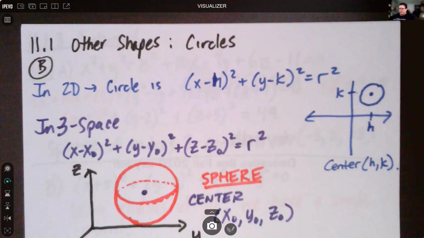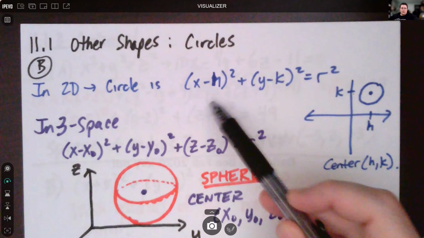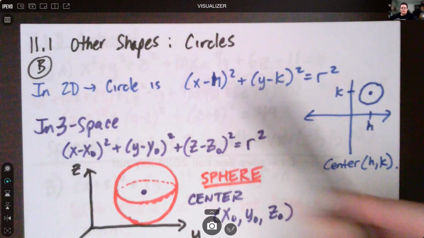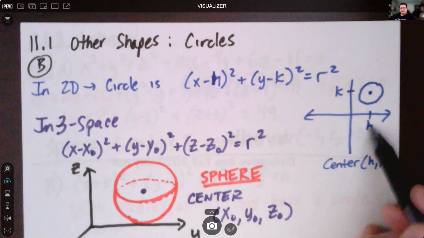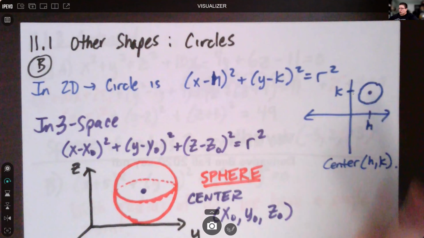In this video, we look at our coordinate systems in 3-space further. Today we'll look at circles. In 2 dimensions, the equation for a circle is (x minus h) squared plus (y minus k) squared equals r squared, where the center is at (h, k) and we have a radius r.